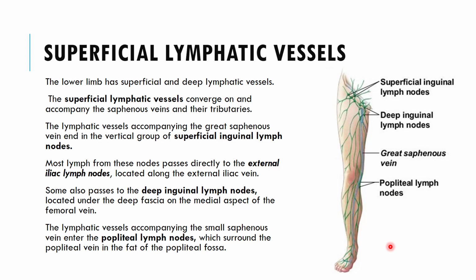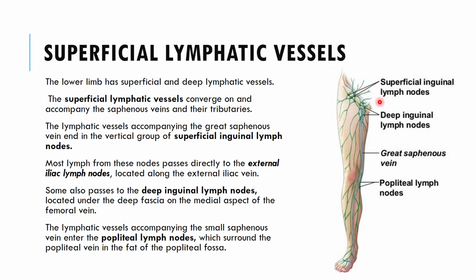The superficial lymphatic vessels converge on and accompany the saphenous veins and their tributaries. There are two saphenous veins in the lower limb. One is the great saphenous vein and the other is the small saphenous vein. So the lymphatic vessels which accompany the great saphenous vein will end in the vertical group of the superficial inguinal lymph nodes. See here in this diagram, all the lymphatic vessels accompanying the great saphenous vein are draining in the superficial inguinal lymph nodes.